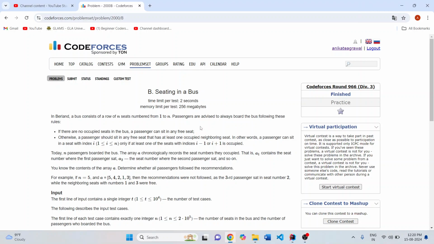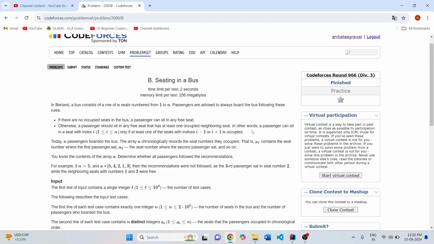Hi everyone, welcome back. So the Codeforces question for today is Seating in a Bus. This is a Div 3 B problem. So, moving to the question.